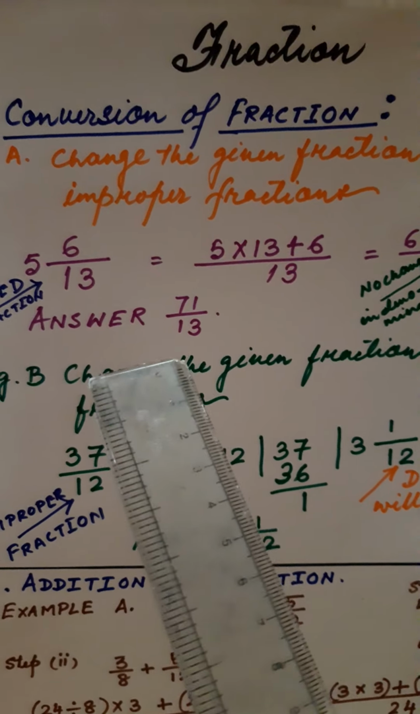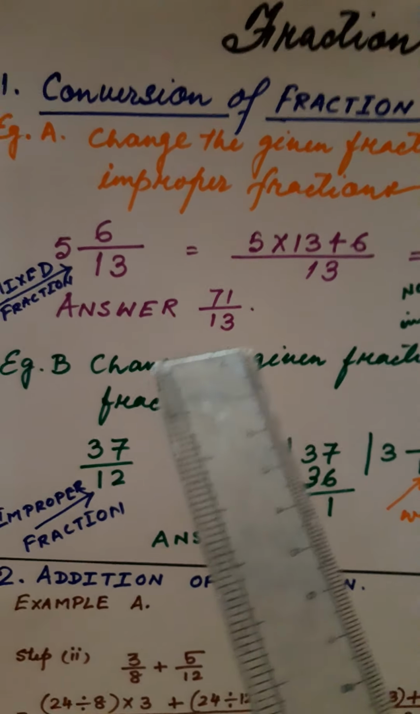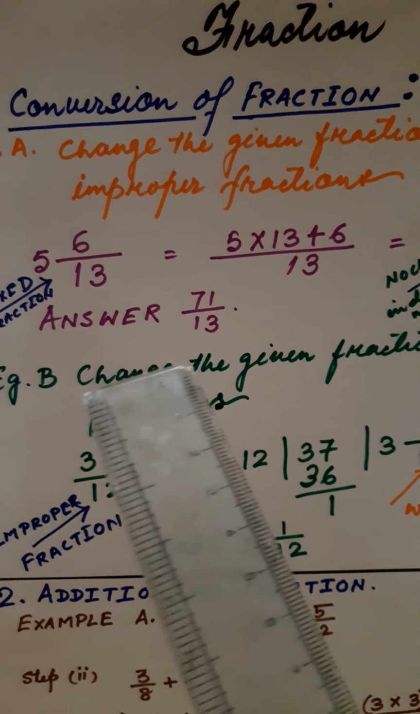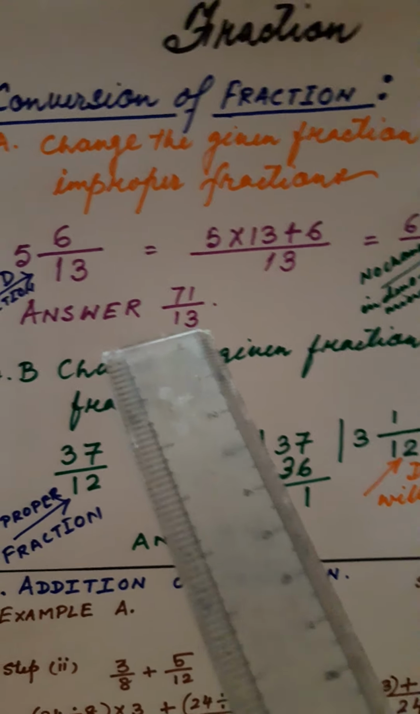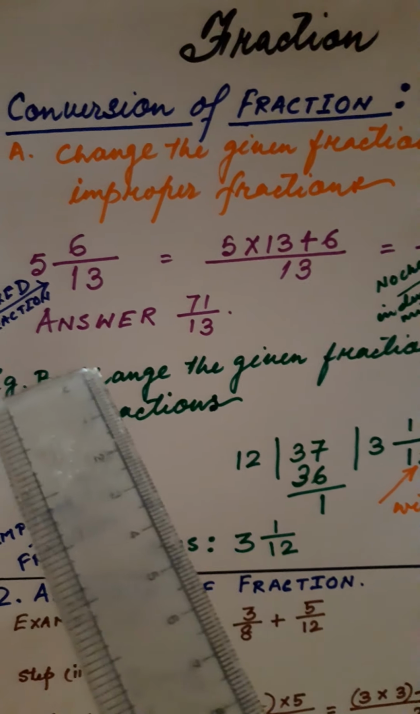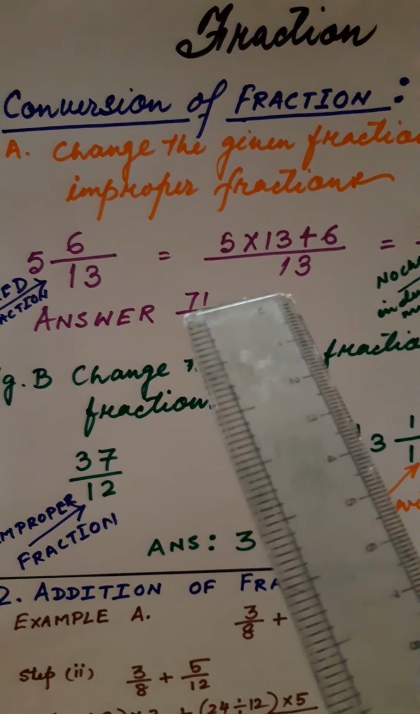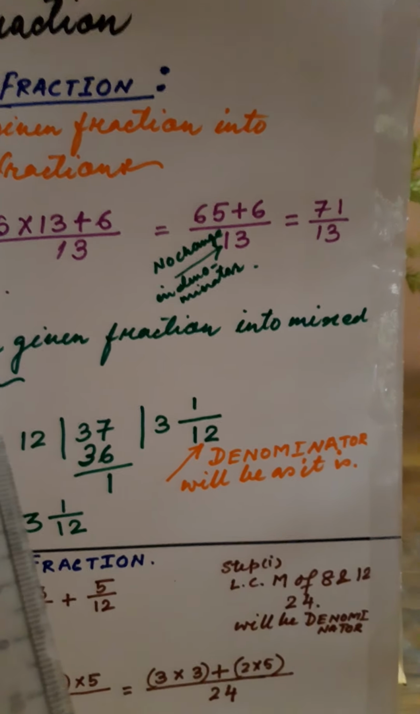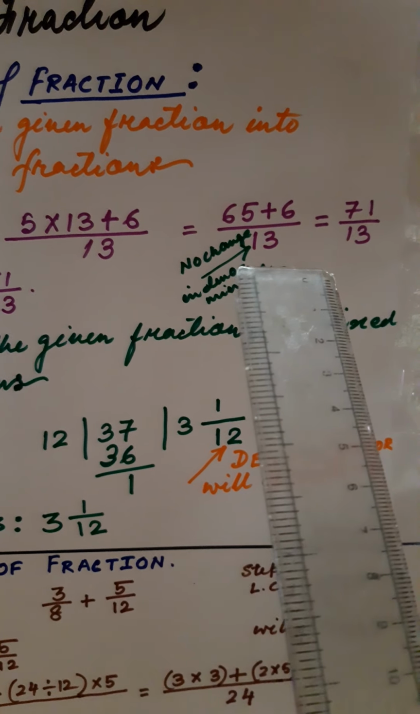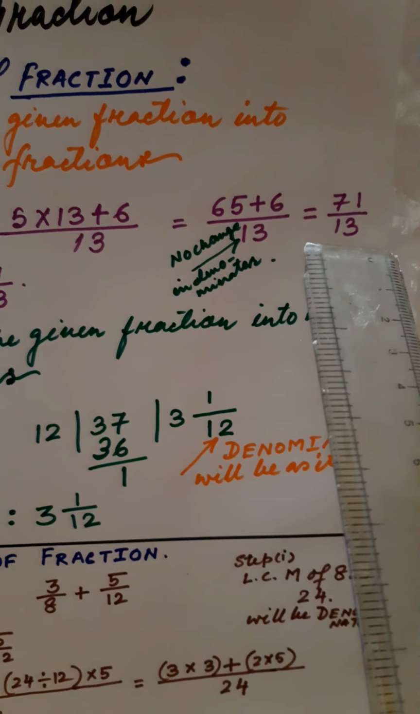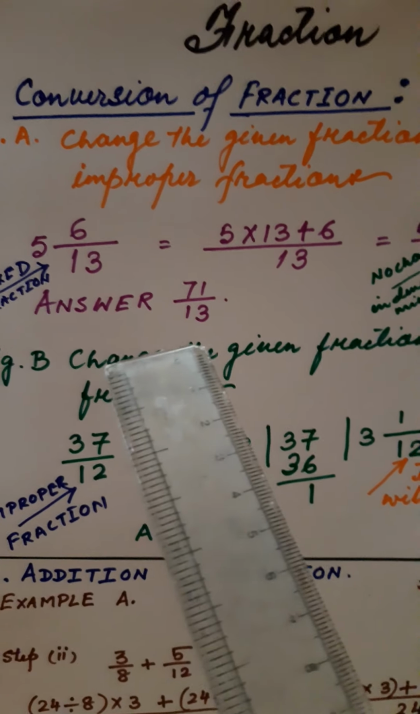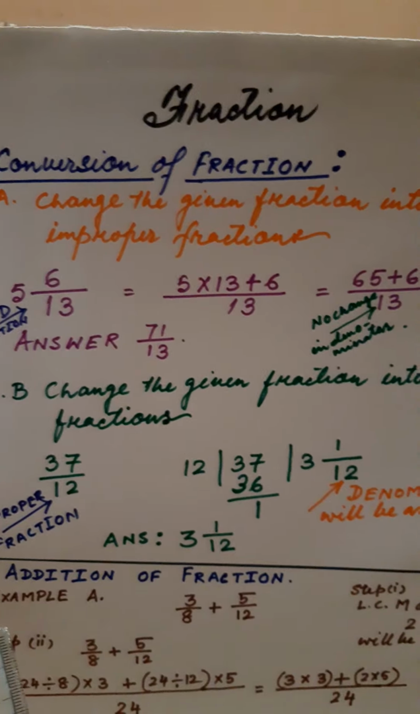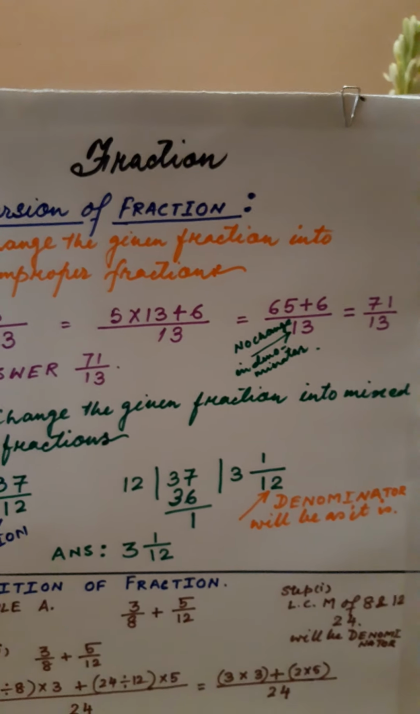What type of fraction is it? An improper fraction. Why? Because the numerator is bigger and the denominator is smaller. So what is the process? Whole number should be multiplied by the denominator, then you have to add the numerator. You are getting the new fraction 65 plus 6 by 13, after addition 71 by 13, and the answer is 71 by 13, right? Next sum, change the given fraction into mixed fraction.